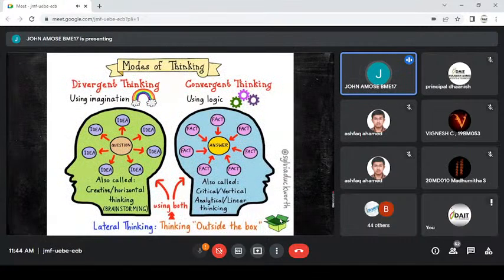So there are two modes of thinking. One is divergent thinking, one is convergent thinking. If you look at the example on the left, where a question is posed, a student or anyone for that matter working in an industry has a lot of ideas coming up in the person's mind. So he is starting to use his imagination. This we call horizontal thinking. You're thinking broadly about the possible solutions for a particular problem that has come because of the question that was posed to that person.